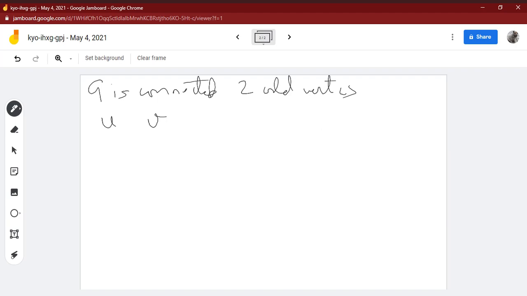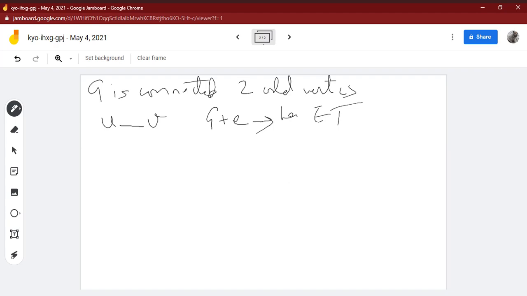Now let G plus e denote the graph obtained by adding a new edge joining u and v. We'll join this u and v. Now all the vertices are even. So all the vertices of G plus e are even. This implies that G plus e is an Euler graph, so it has an Euler tour.